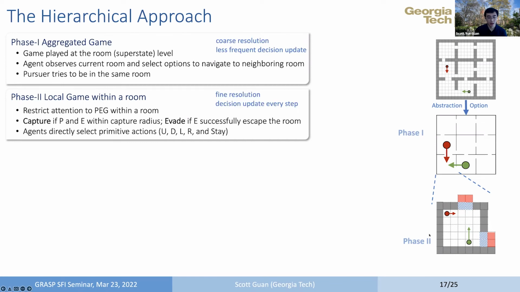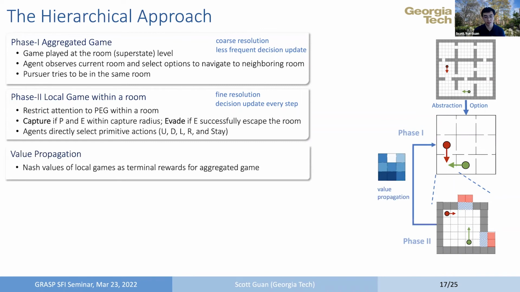So the aggregated pursuit-evasion game basically corresponds to the decision-making process at a coarse resolution of the state space, and this decision is updated less frequently. And the local game corresponds to the decision-making at the fine resolution, and at every time step, the agent actively selects their primitive actions based on the exact position of the two agents.